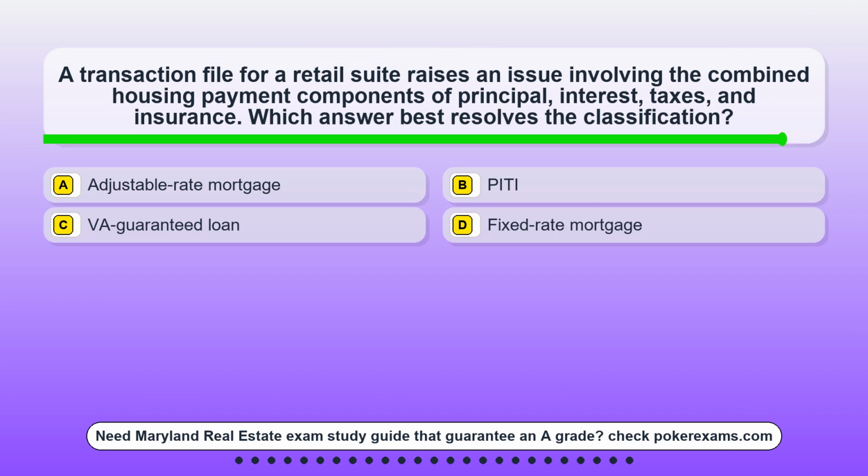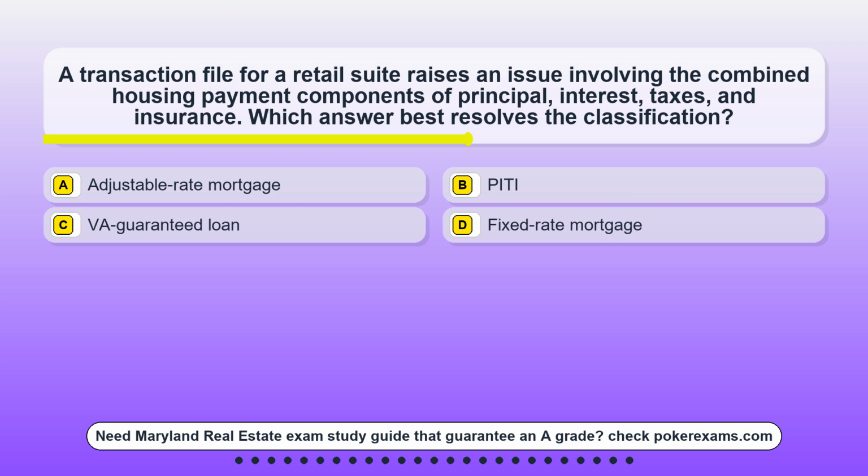Question 14. A transaction file for a retail suite raises an issue involving the combined housing payment components of principal, interest, taxes, and insurance. Which answer best resolves the classification? Option A, adjustable rate mortgage. Option B, PITI. Option C, VA guaranteed loan. Option D, fixed rate mortgage.